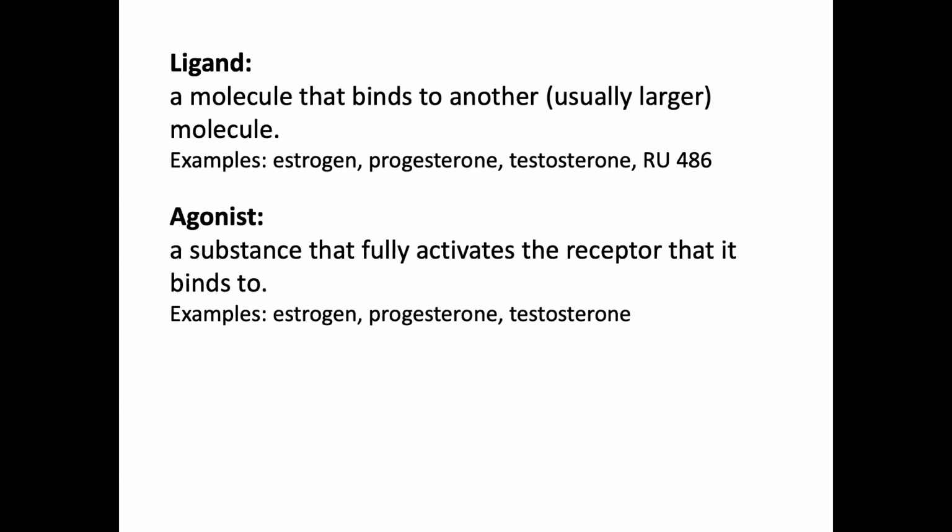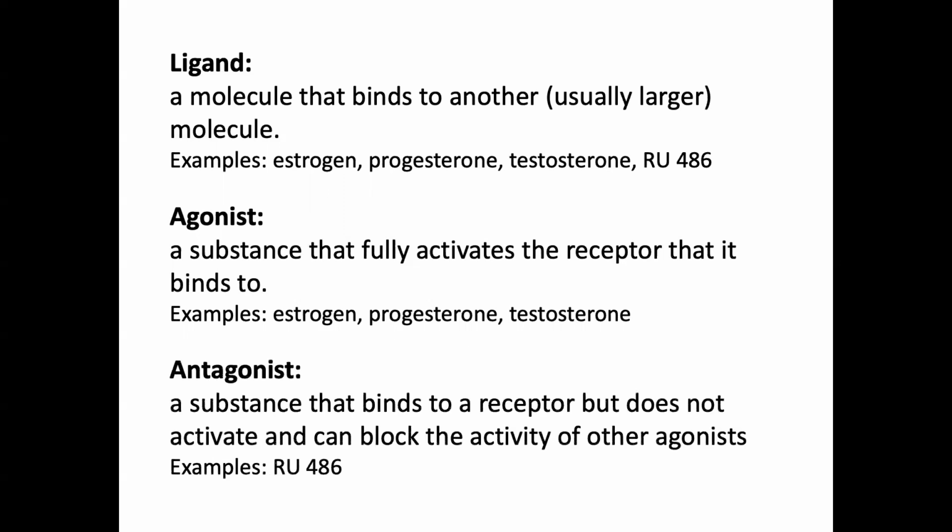So an agonist is a substance that fully activates the receptor protein that it binds to, like estrogen, progesterone, and testosterone. Those are examples of agonists. But in contrast, an antagonist refers to a substance that binds to a receptor protein but does not activate it, or even blocks the activity of other agonists. A good example is what we learned, RU486.